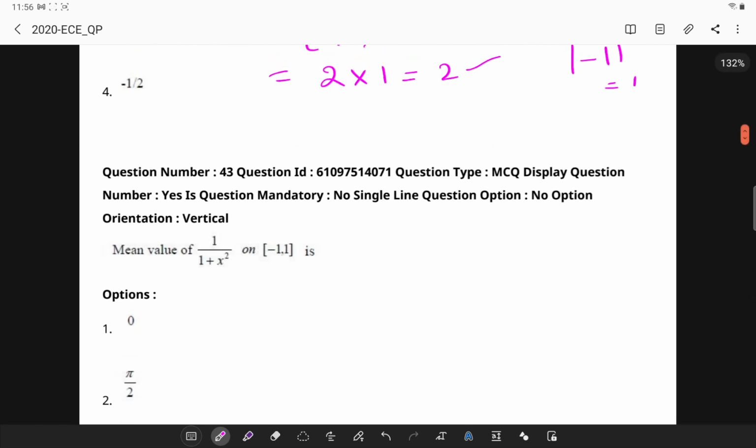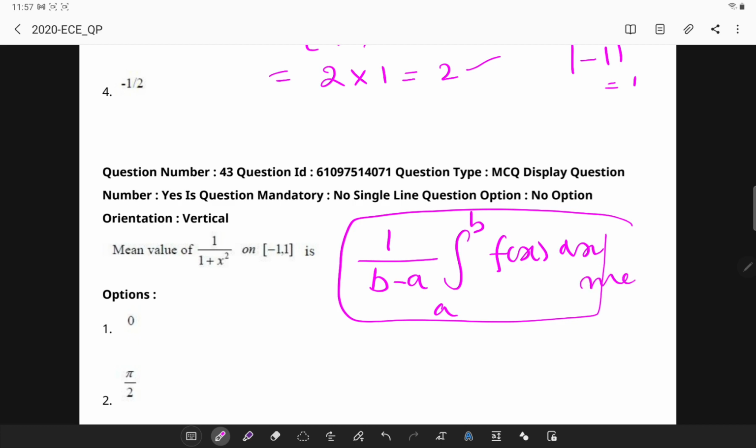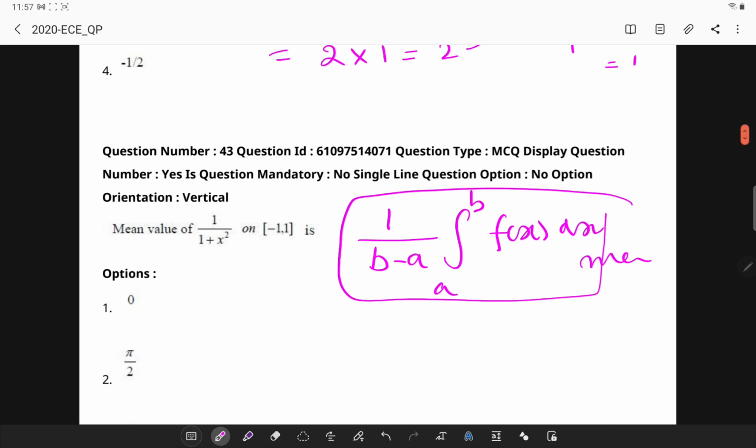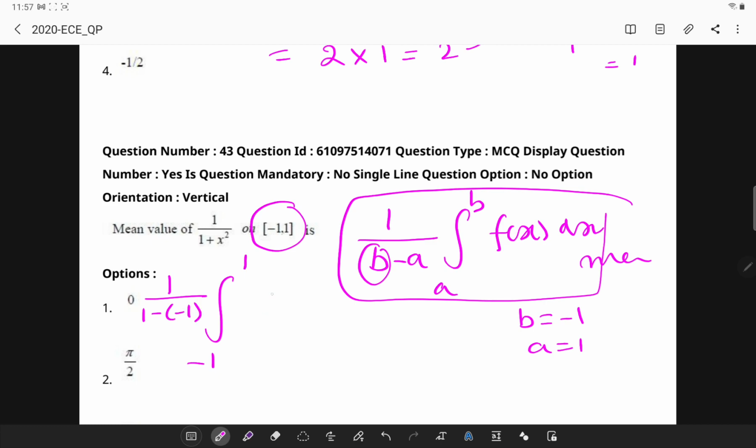So again, as I told you the earlier formula, 1 by b minus a integral a to b f of x dx. This is the formula to find the mean value. Here the limits are given from minus 1 to 1, and as I said, b is 1, a is minus 1. So 1 by 1 minus of minus 1 integral 1 by 1 plus x square dx. This is the function given.